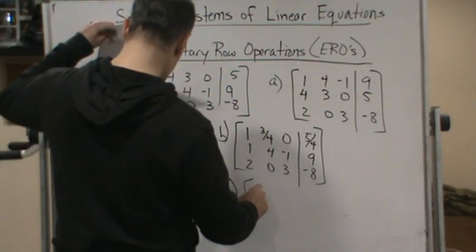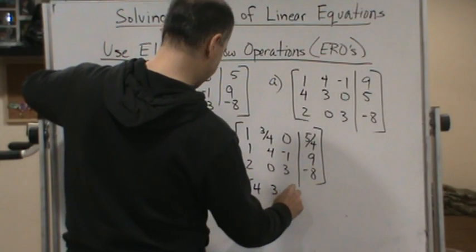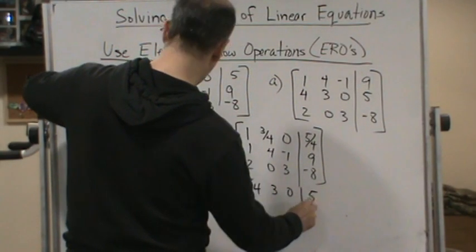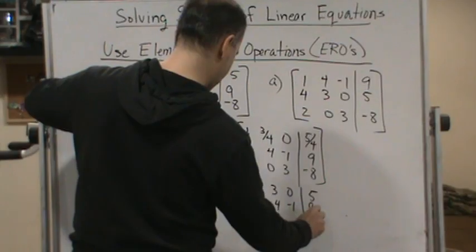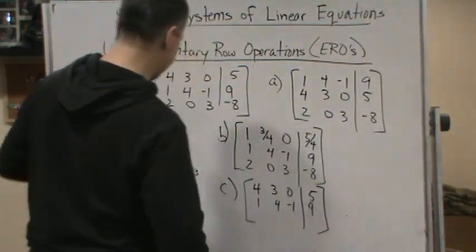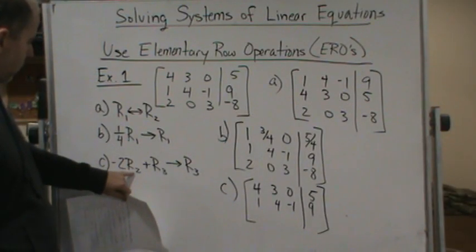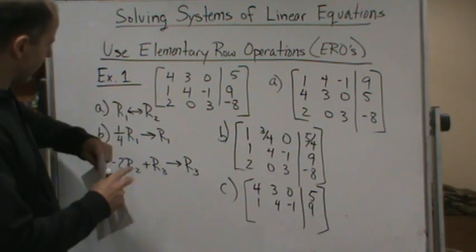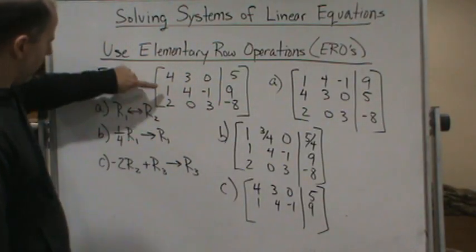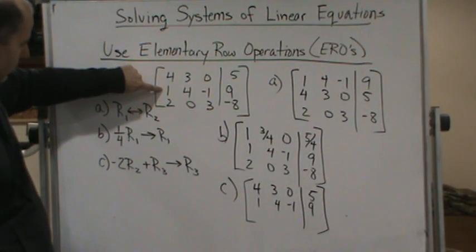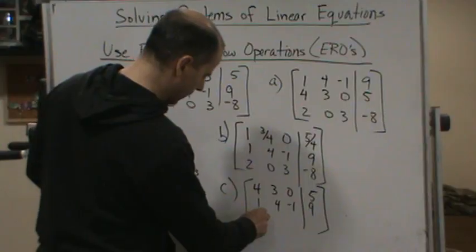Okay, so the first row is going to stay the same. Then it's going to be 4, 3, 0, 5, 1, 4, negative 1, 9. So nothing's happening to those two rows. But what we want to do is take -2 times row 2 and then add it to row 3. So we're going to take the second row, multiply it by -2 and then add it to this row. So if I take -2 times 1, that's -2. And then add it to 2, that gives me 0. So this is going to be 0.